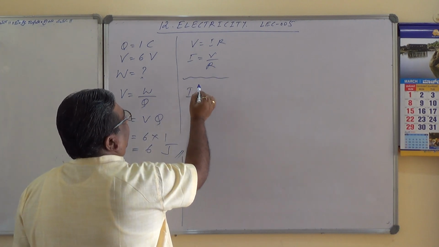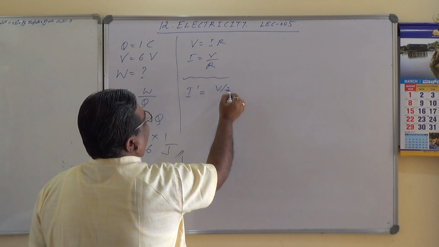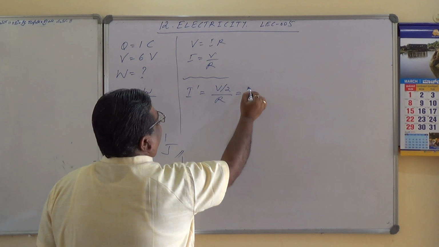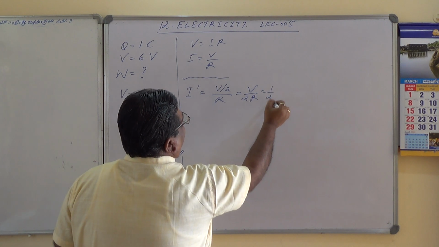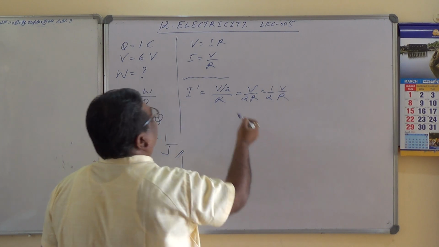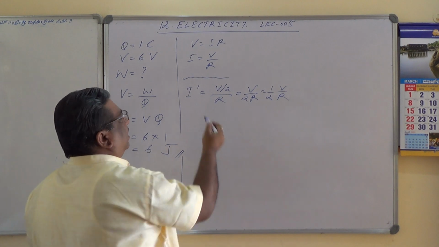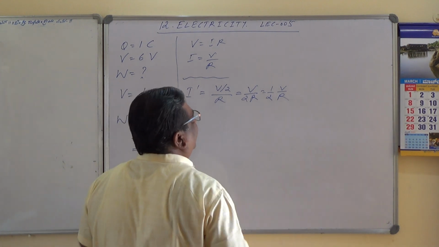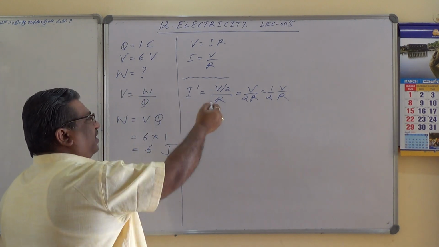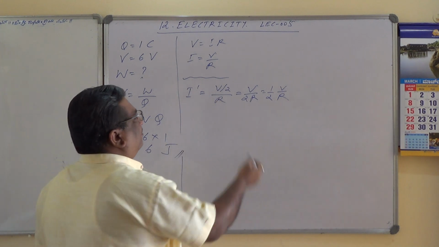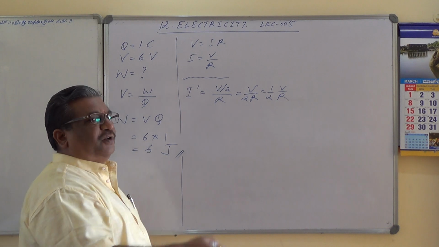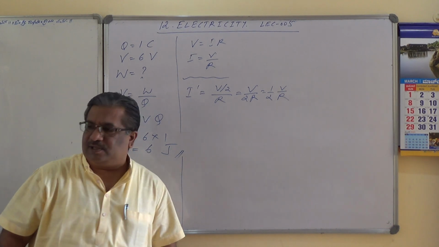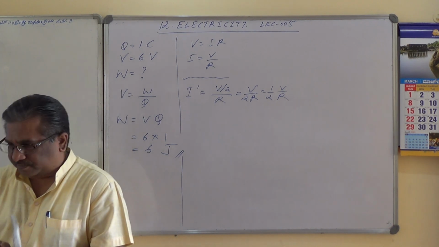So therefore, I dash equals V by 2 divided by R, which equals V by 2R, which equals half of V by R. Earlier the current was V by R, now I dash equals V by 2R. That means if the potential difference is reduced to half by keeping the resistance constant, the current decreases to half the original value. I hope you have understood this one. Next.